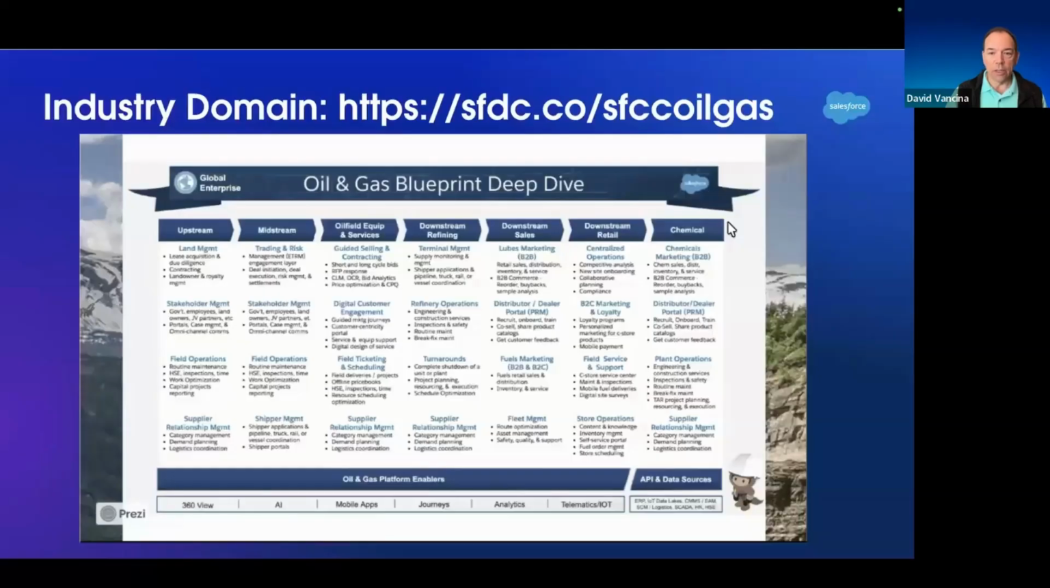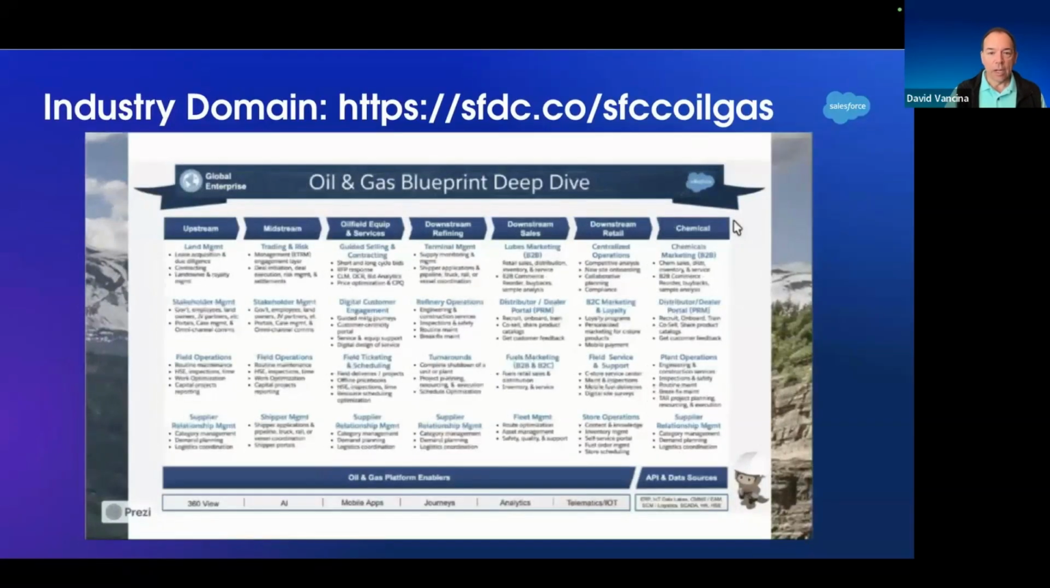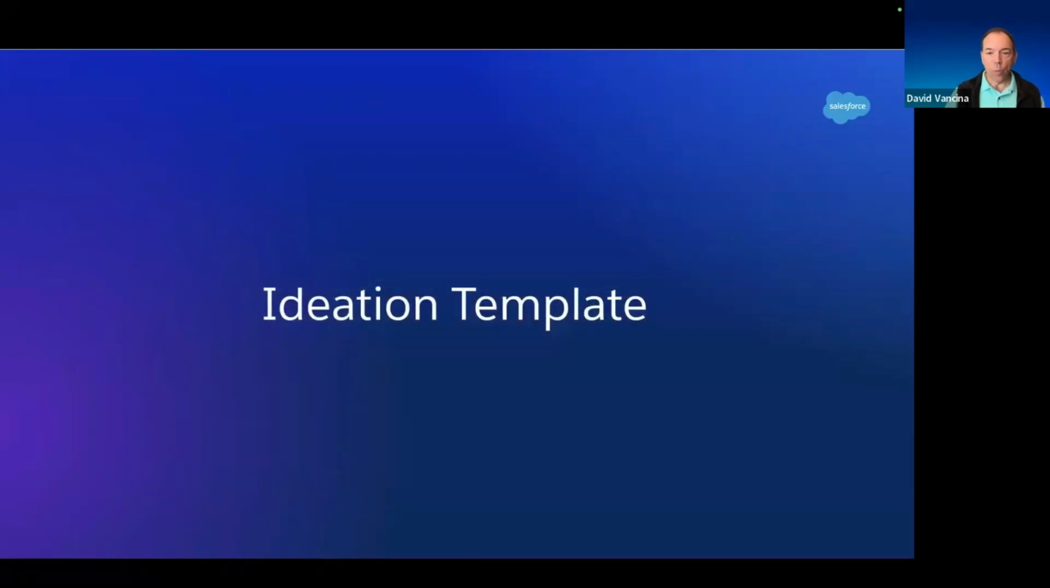So if we look closely at this oil and gas blueprint, you can see that it has categories for upstream, midstream, downstream, sales, retail, chemical, all of the different key pillars in an oil and gas business into areas like terminal management or refinery operations or turnarounds, as Michael's just been discussing. So we use these cards in our workshops to help facilitate the ideation process. We do that ideation using a series of templates.